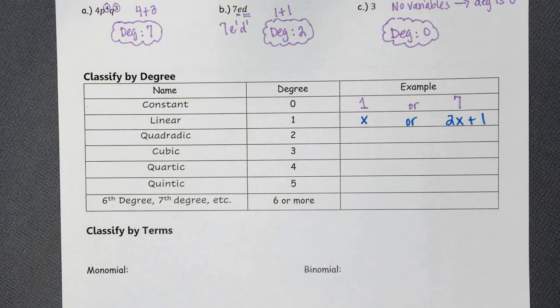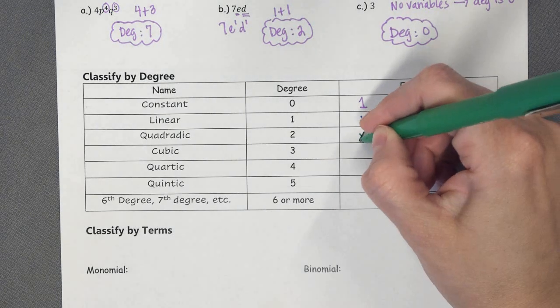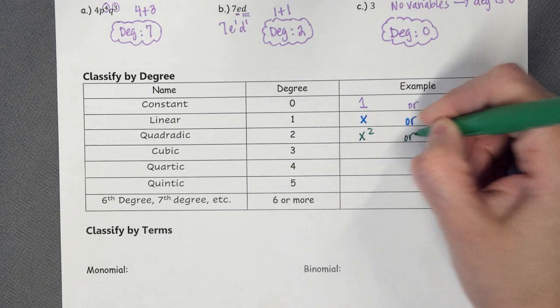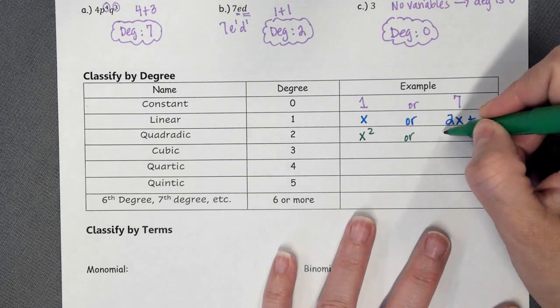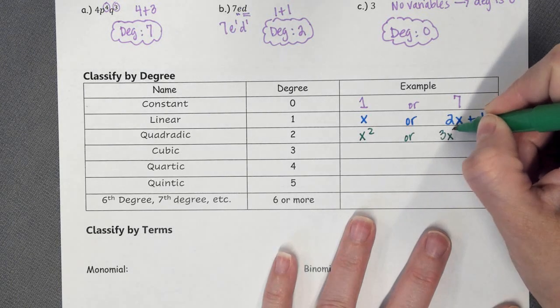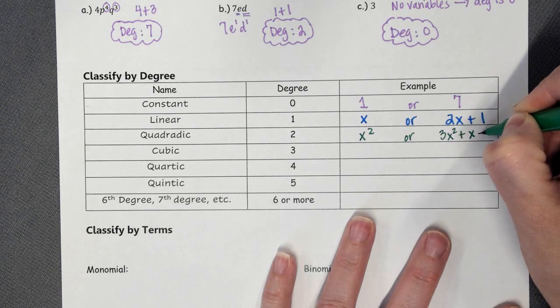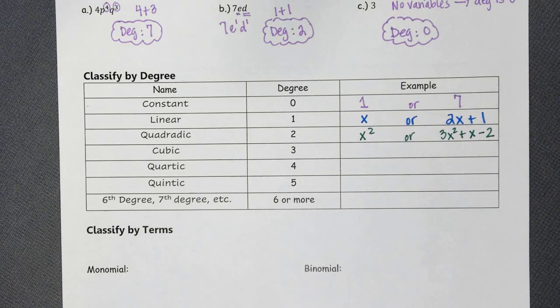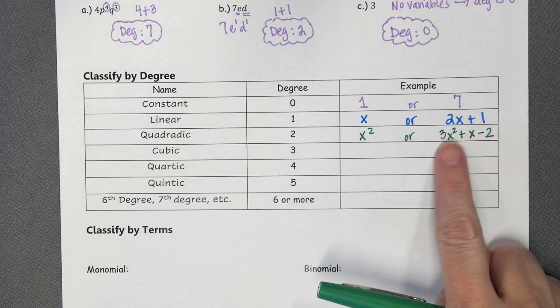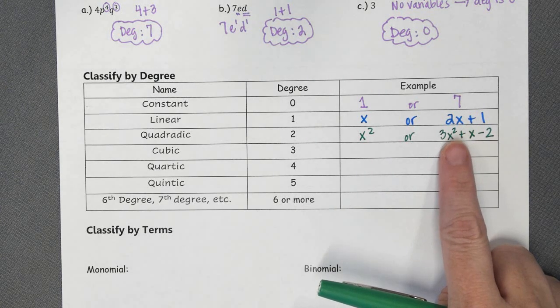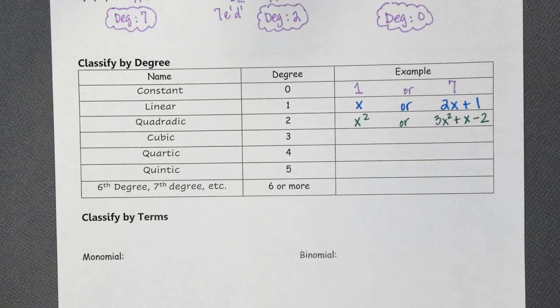Okay, quadratic has a degree of 2. So you could have x to the second. Or you could have a mixture, like 3x squared plus x minus 2. The degree of this is not a monomial. When they're not a monomial, your degree is going to be the highest number, which we're going to talk about.